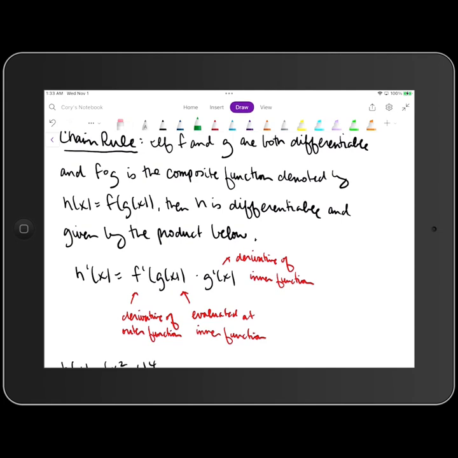Okay, so when we take f prime of g of x, f prime is the derivative of the outer function. Of g of x means we are evaluating that at the inner function, and then we multiply that by g prime of x, which is the derivative of the inner function.